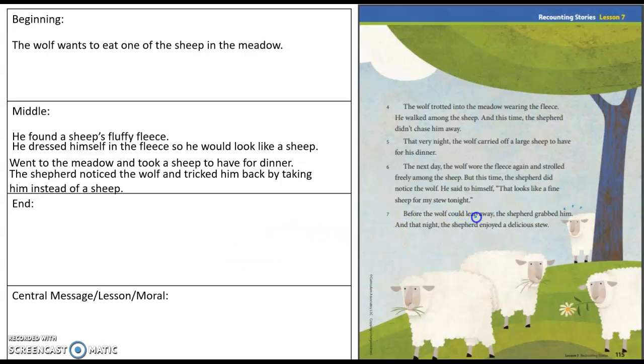Before the wolf could leap away, the shepherd grabbed him, and that night the shepherd enjoyed a delicious stew.